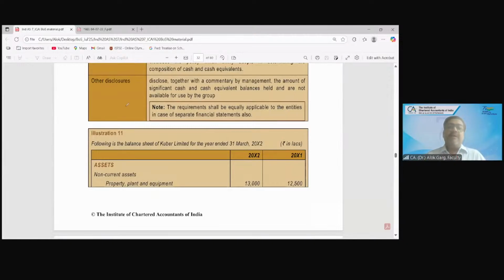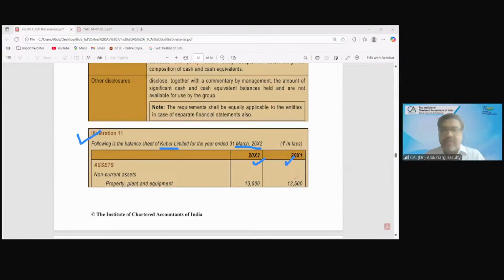So illustration number 11, right? This illustration number 11 is a full-fledged balance sheet which is given. Following is the balance sheet of Kuber Limited for the year ended 31st March 20x2. Comparative balance sheet, current year balance sheet. See how I'm reading this. Just listen to how I'm reacting, how I'm reading. So I'm reading the balance sheet.